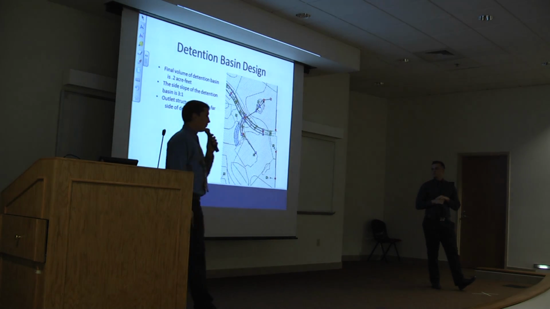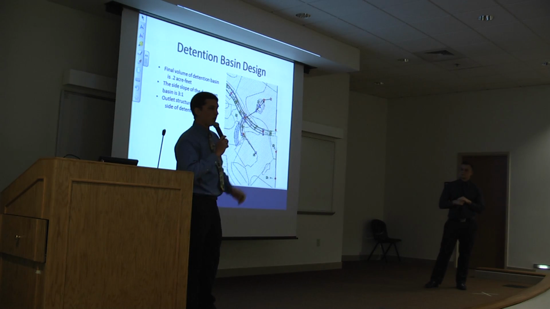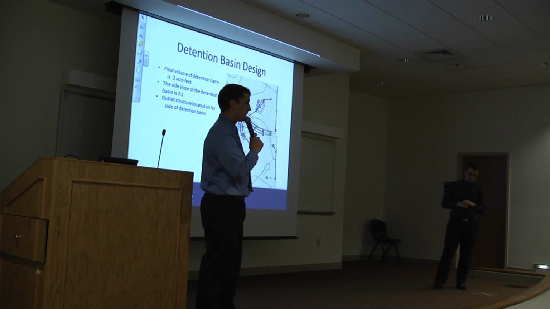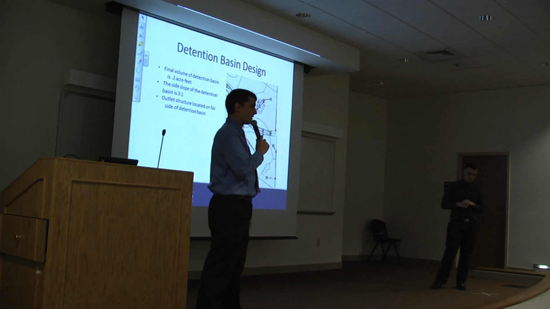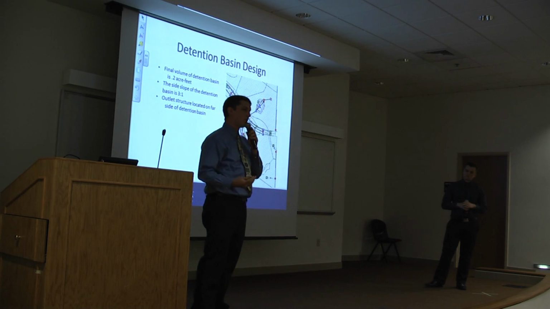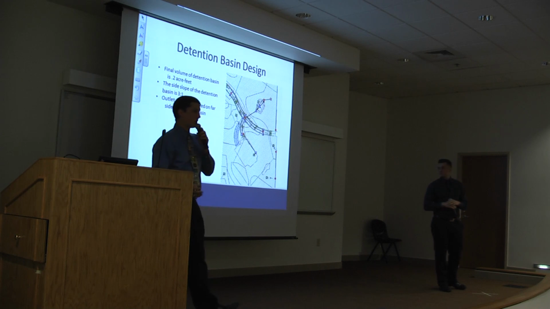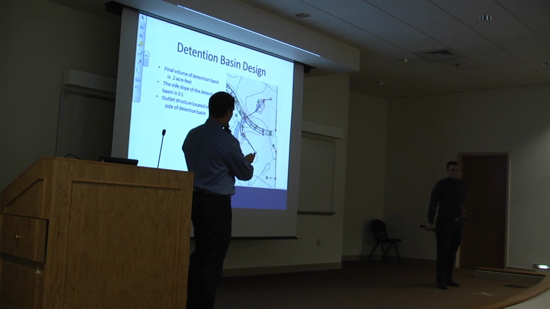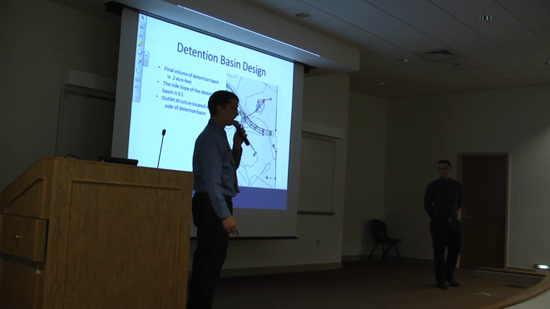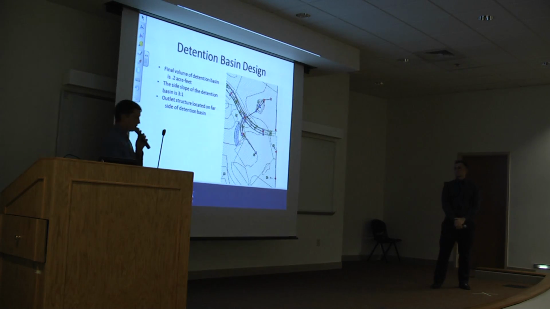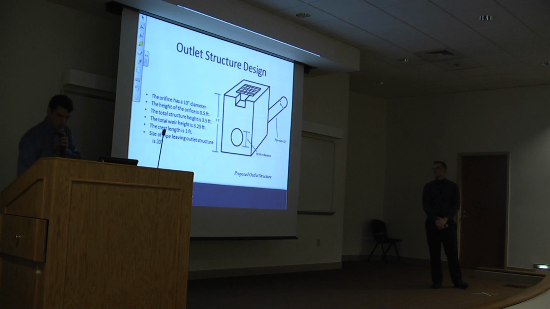So we sized our detention basin using the TR55 method. The final volume of the detention basin was about 0.2 acre feet with a side slope of 3 to 1. The outlet structure is located on the far side of the detention basin in order to prevent short circuiting. Here's just a picture of our final model in storm and sanitary analysis, showing the outlet structure in our detention basin and all the previous stormwater infrastructure.